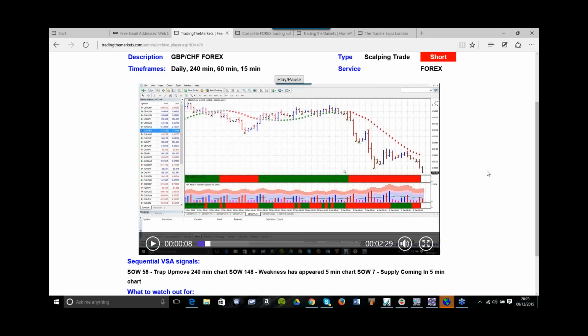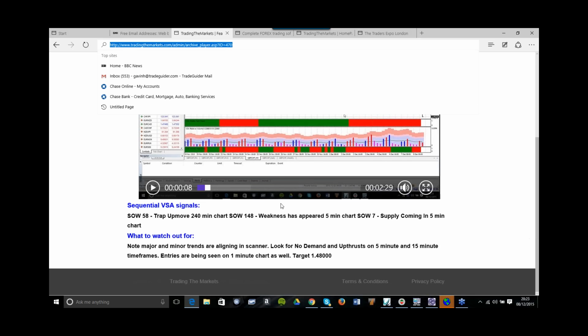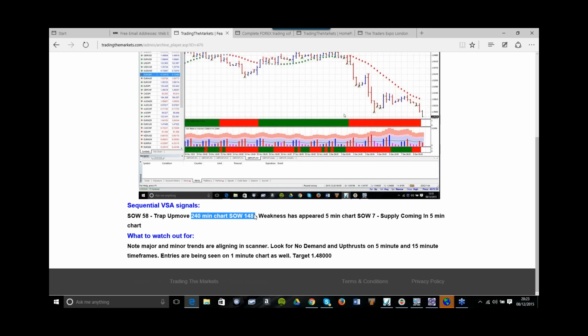Now, the alert went out, and you can see here, it was quite clear what we're looking for. We saw on the 4-hour chart, sign of weakness 148. Okay, 148. Weakness has appeared. And then you look for no demand and up thrusts on the 5-minute and 15-minute time frames. Entries are being seen on the 1-minute time frames as well. Okay, so let's take a look.